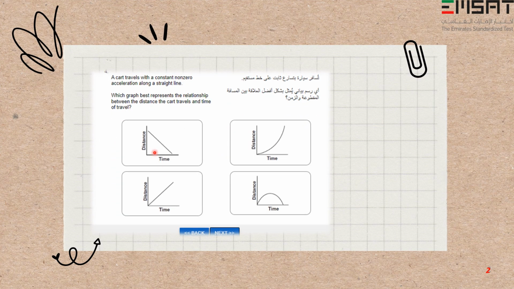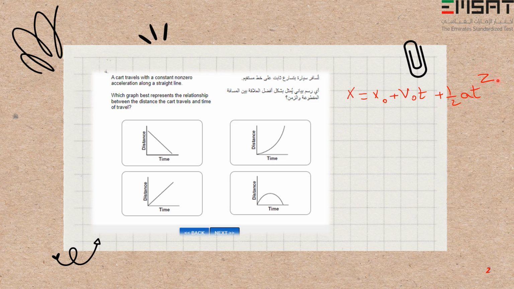Question 2. A car travels with a constant non-zero acceleration along a straight line. Which graph best represents the relationship between the distance the car travels and time of travel? So that's the relationship that connects the acceleration and the distance. So it's x equals x0 plus v0t plus half at square. As you see here, it's a square.